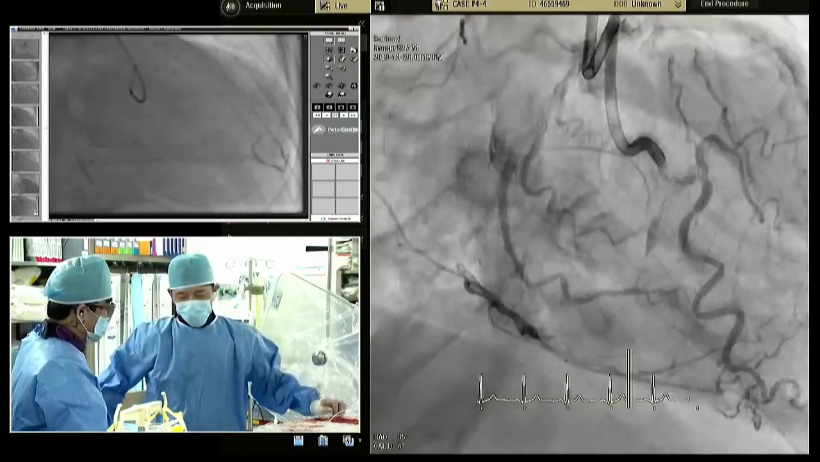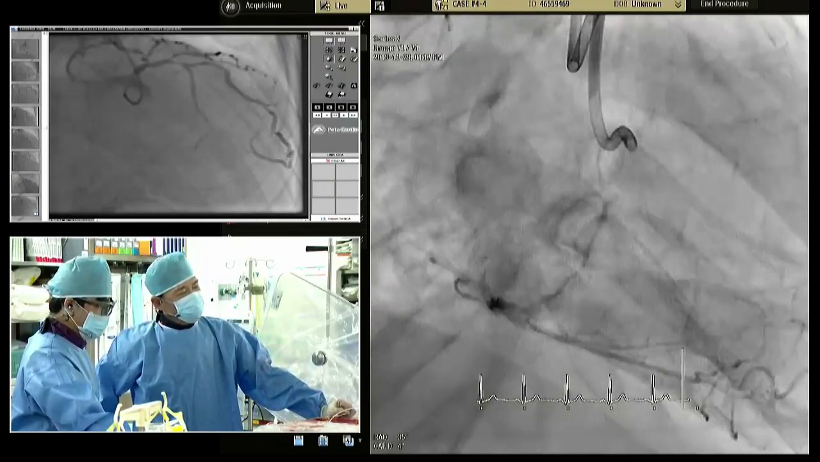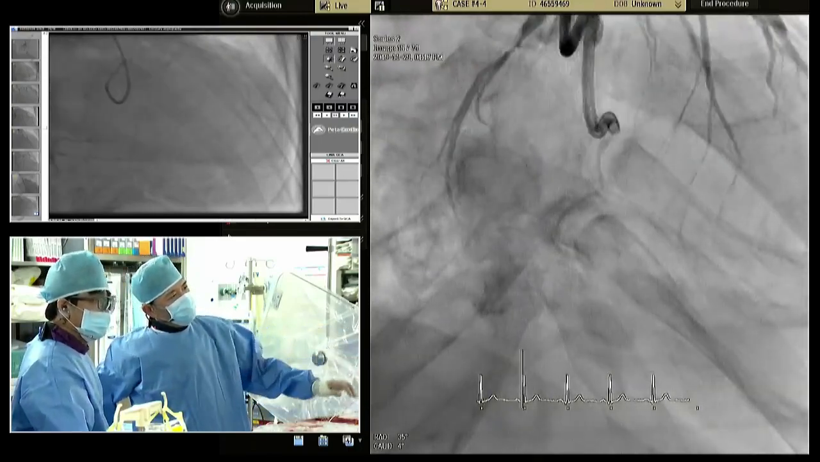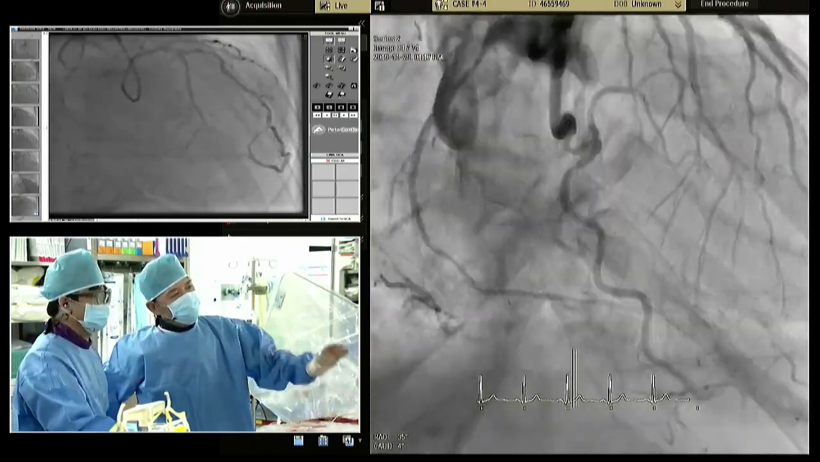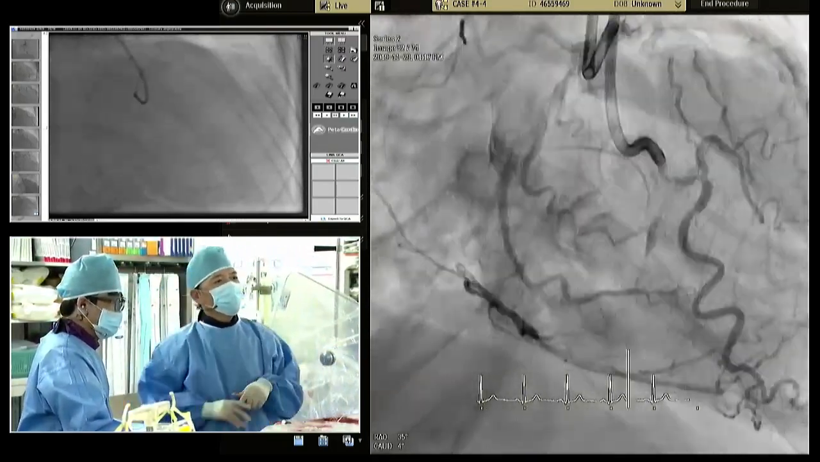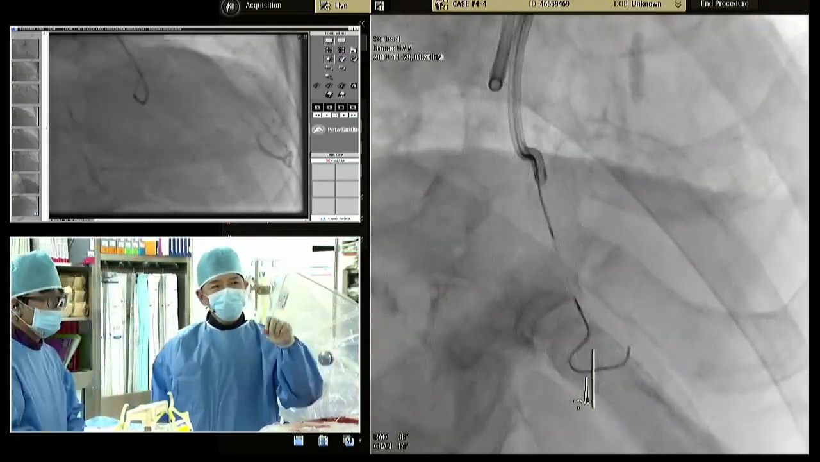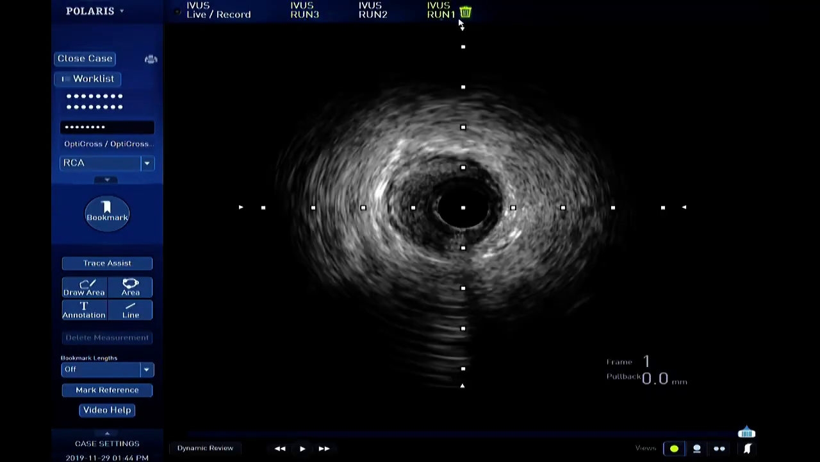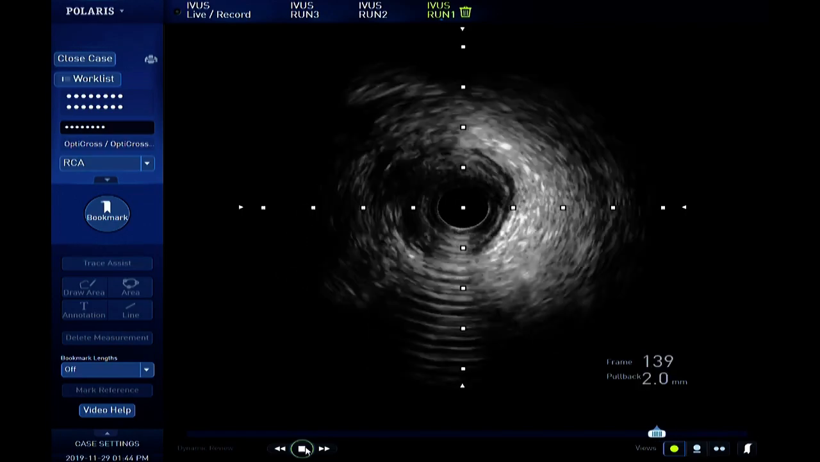Tell us what you're planning to do. I agree with Dr. Otsuji's opinion. We have to find whether there is some channel or not. It is very important. By IVUS. So I introduced the IVUS into the branch to show the characteristics of the entry point. So I will show you the IVUS. Bring it back from the branch. Yeah, this is the first IVUS.